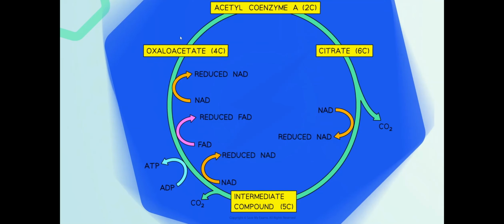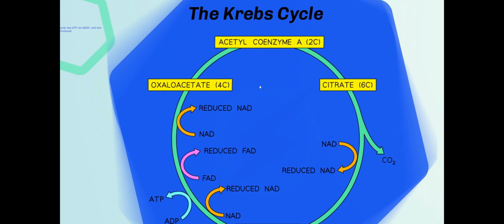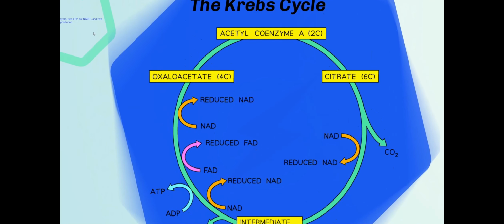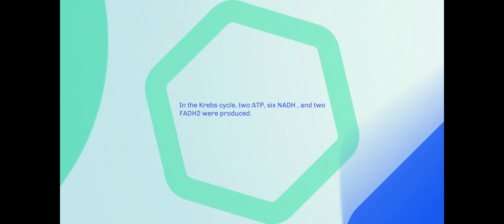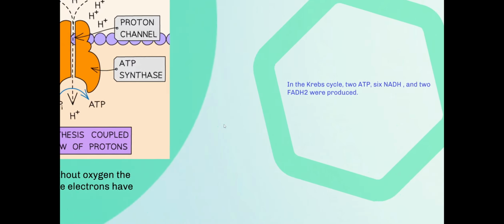We can see here that the end product of the Krebs cycle is always oxaloacetate. And we can also see here 2 ATP, 6 NADH, and when there's NADH, it means NAD is reduced because it has gained the hydrogen. And 2 FADH2 produced, right?